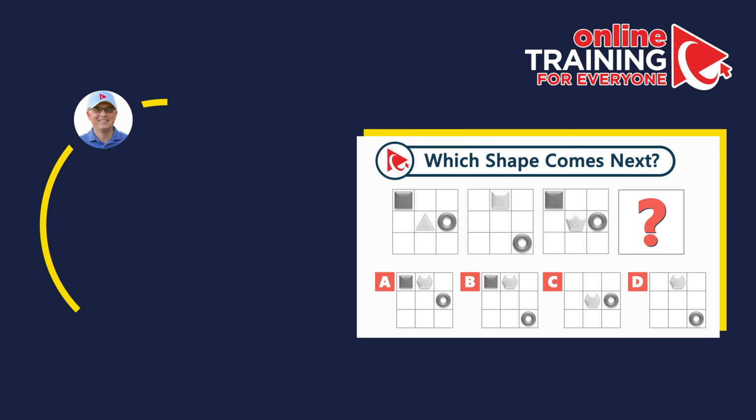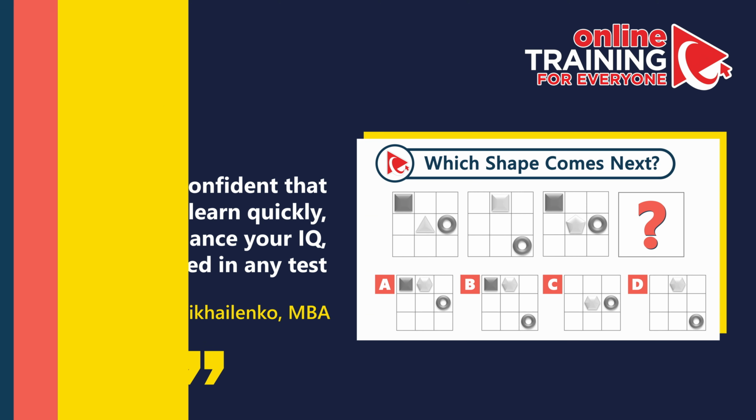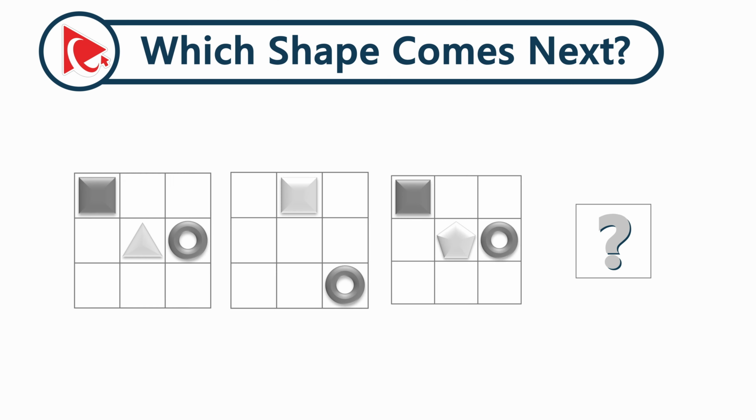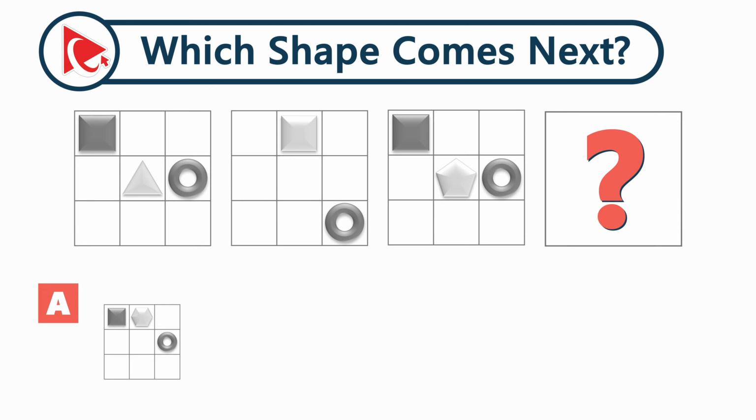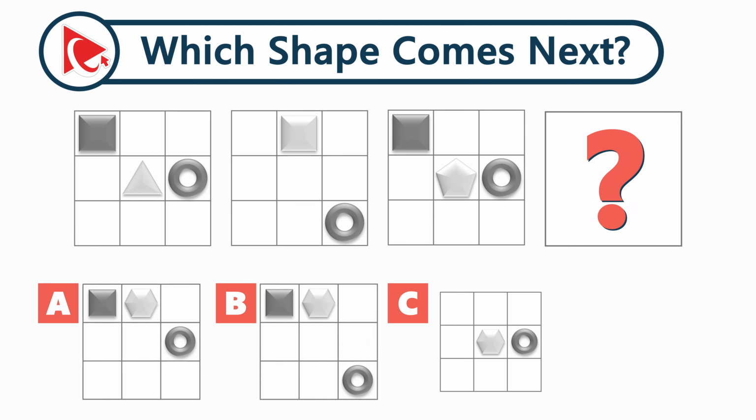Here's a quick question to sharpen your analytical abilities. You're presented with a series of matrices. Matrices 1, 2, and 3 have different shapes inside. Your goal is to determine which shape comes next, and you need to select your answer out of 4 possible choices. Choices A, B, C, and D.